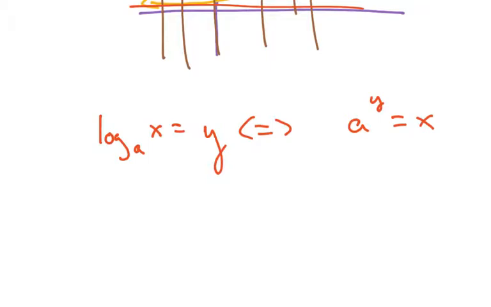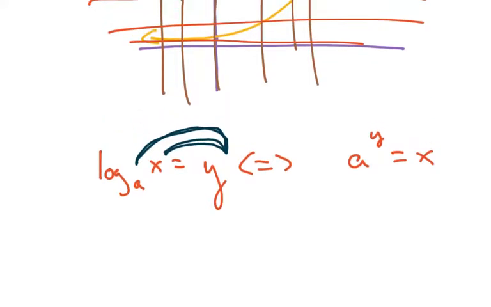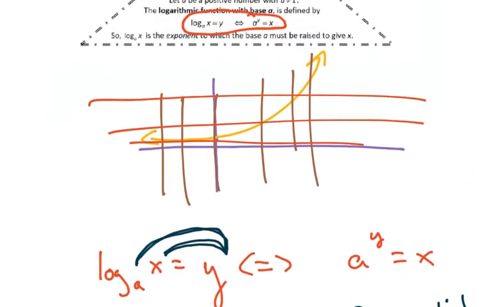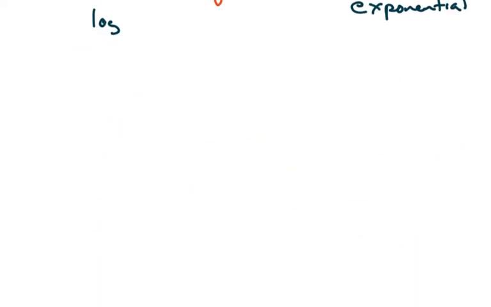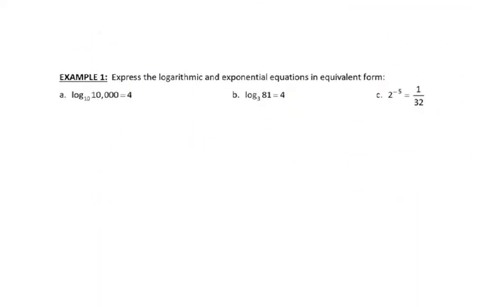It has a little mnemonic to memorize this. Not really a mnemonic, but a visual aid. You can go something like this. I call it the claw, okay? So you can go a to the y is equal to x. And I think it's a good visual tool to convert between log form versus exponential form. Okay. Let's look at examples of how this works.